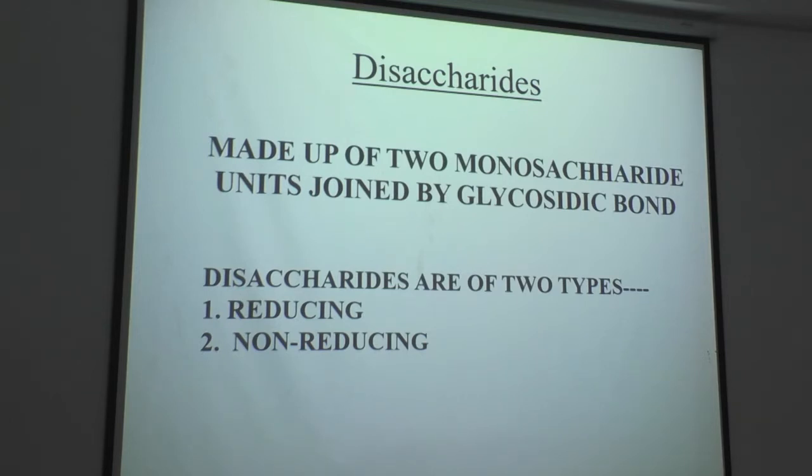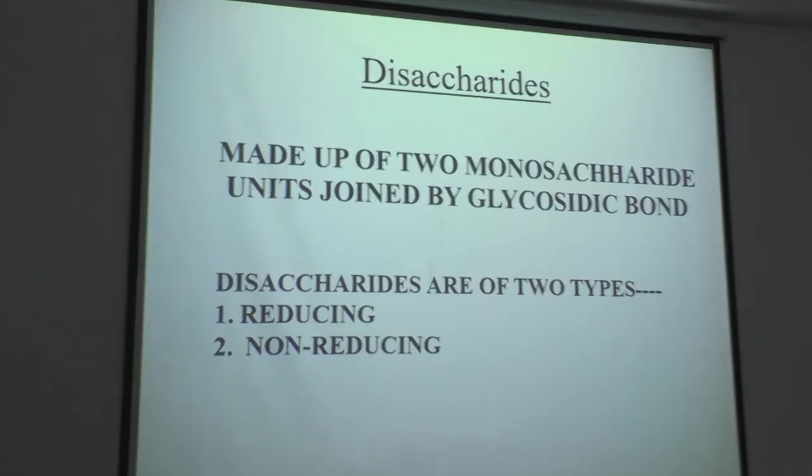Disaccharides. If you hydrolyze disaccharides, we get two monosaccharides. Simple. And the disaccharide units are joined by a particular bond. What do you call that bond? Glycoside.